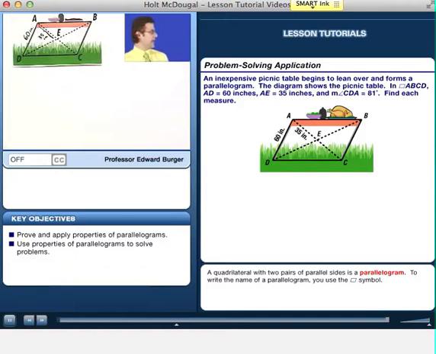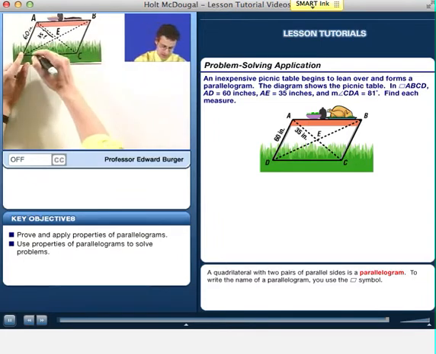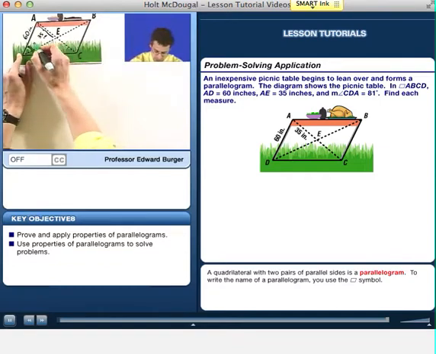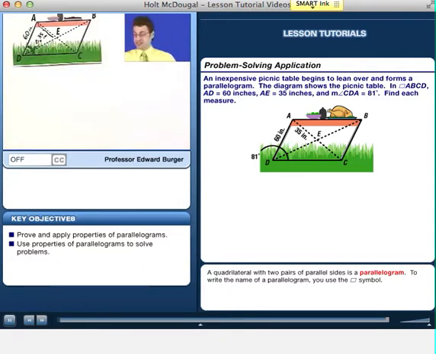And finally, I'll tell you the measure of angle CDA, so this angle right here in the grass, this grassy angle, is 81 degrees. Okay, now let's have some fun looking at this parallelogram picnic table and find various other measures.